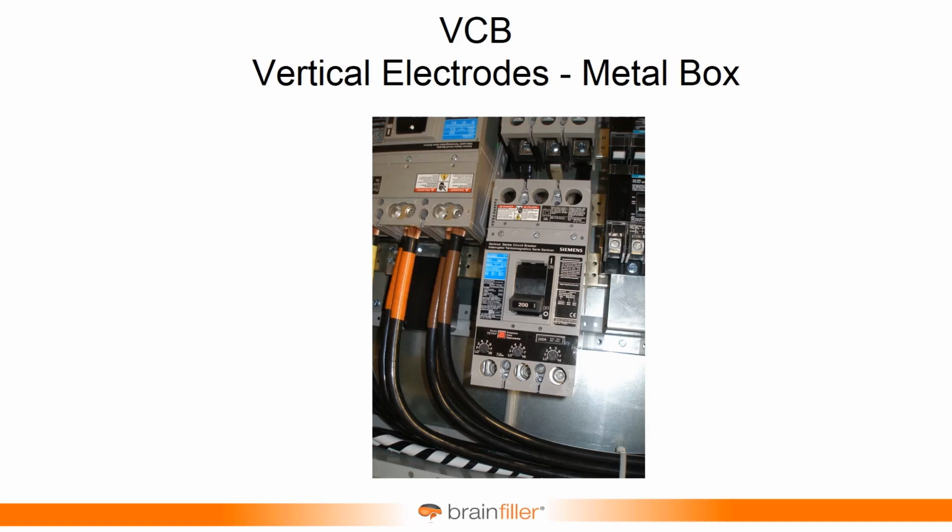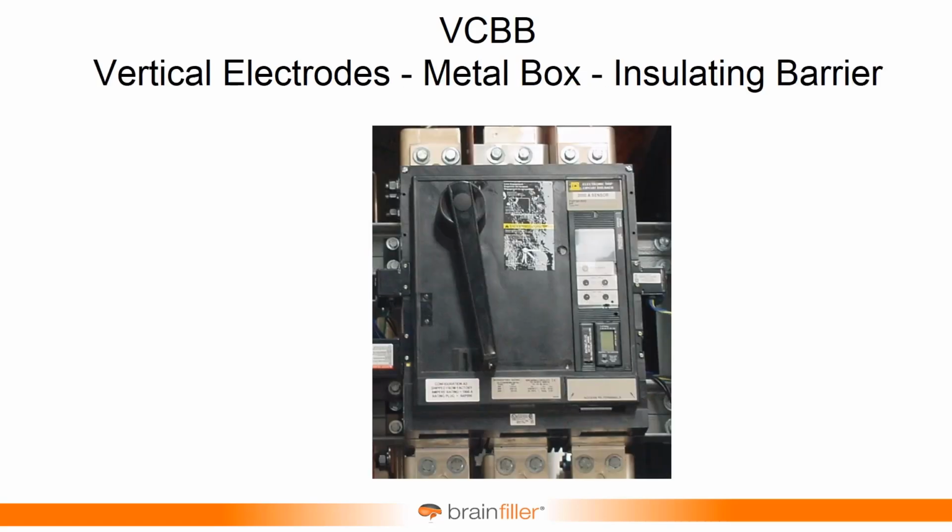And that's kind of the way that we've been handling this since 2002, and pretty effectively with good results. Then we have the vertical electrodes in the metal box with an insulating barrier. And it might be something like this. If an arc flash occurs, let's say, up ahead of this breaker, and the energy runs towards the breaker, it hits the insulating properties, and it may behave more like a VCBB type of a configuration.